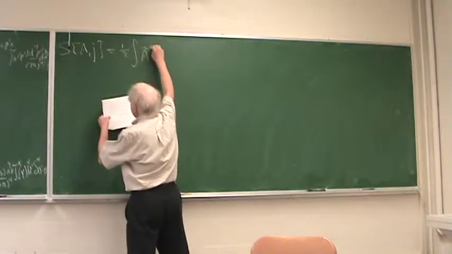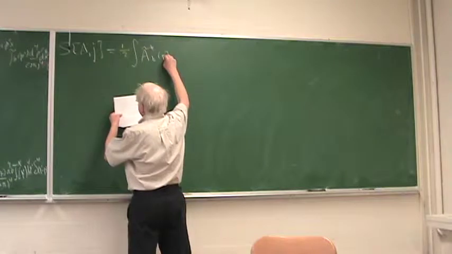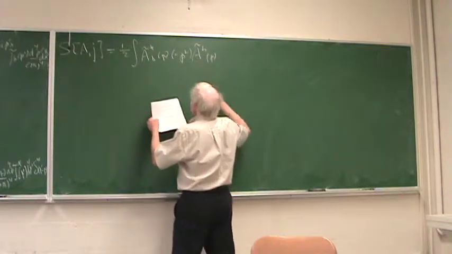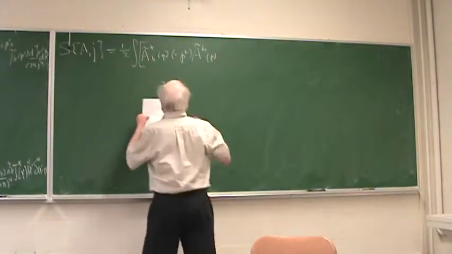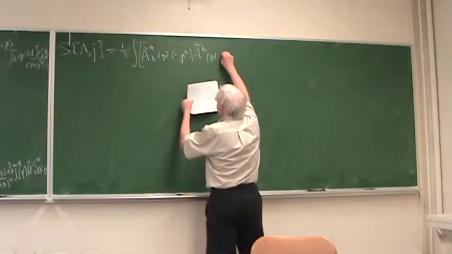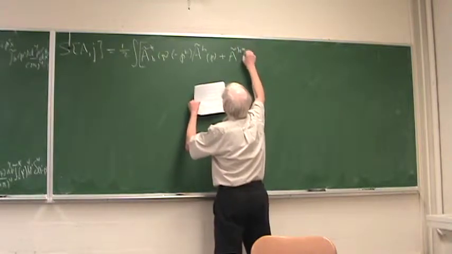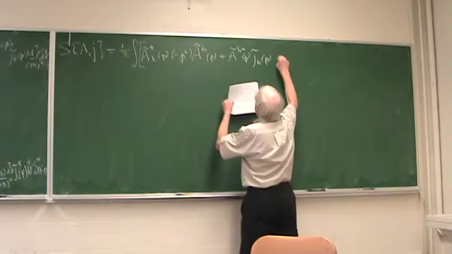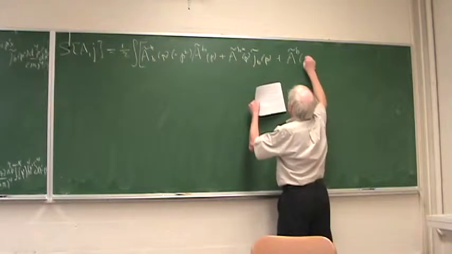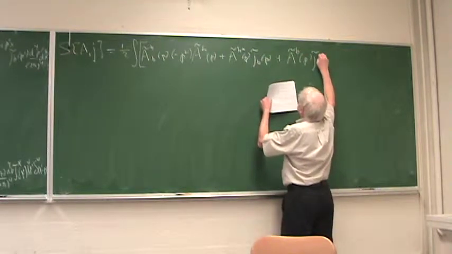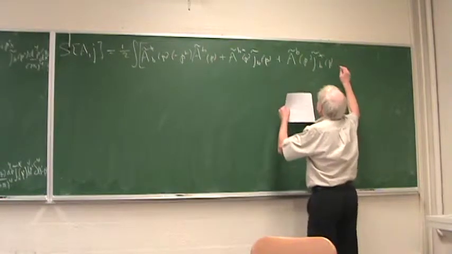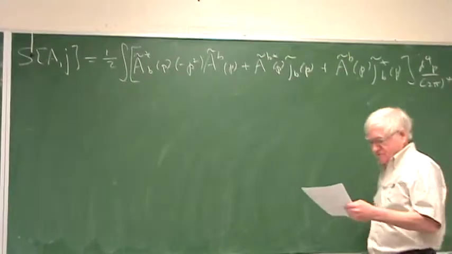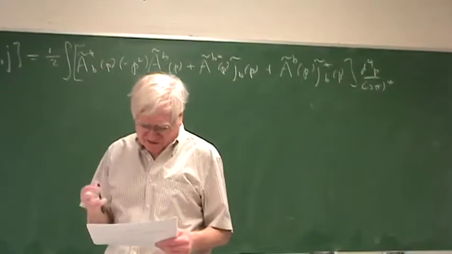A tilde star B of P minus P squared A B tilde of P, and I'll write a big bracket here, plus A tilde B star of P, J tilde B of P, plus A tilde B of P, J tilde star B, d^4P over 2 pi to the 4. Okay. So that's better than what I have here in my notes.